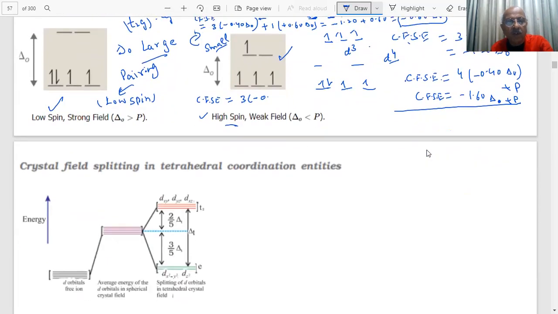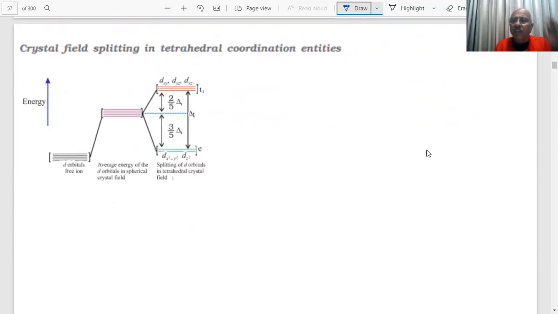So we have shown you the crystal field splitting in the case of the octahedral complexes. What happens in the case of tetrahedral entities? You have seen we have two things in our course: one is octahedral splitting, the other is tetrahedral coordination entities. In the tetrahedral, you already know what the shape is. Look, if this is my metal, supposing I draw, this is my x-axis, this is my y-axis, this is my z-axis.